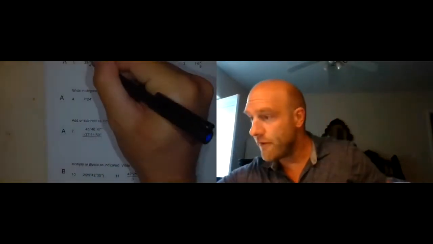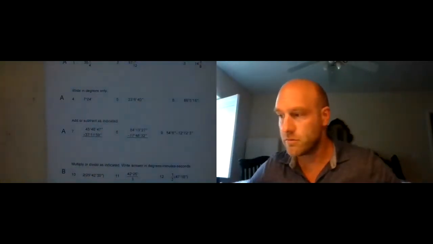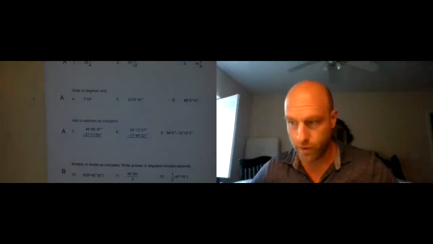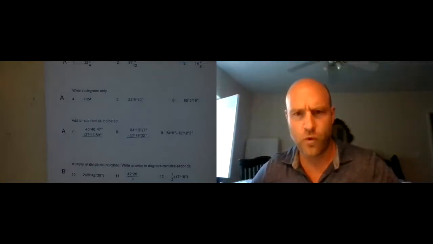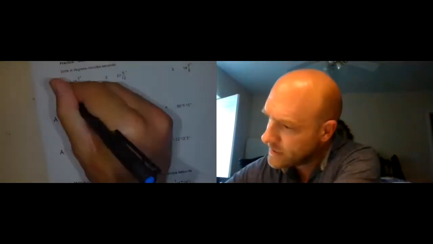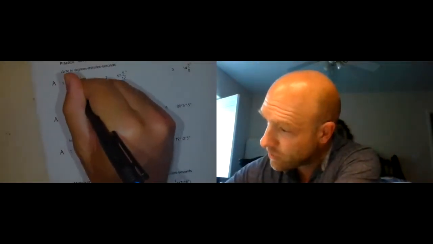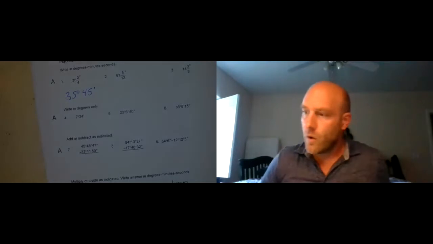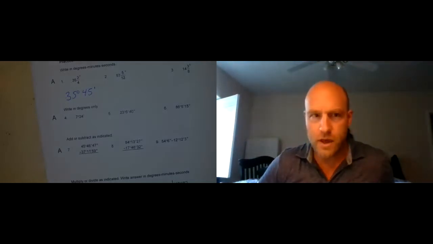So 3/4 of an hour has the same name as 3/4 of a degree. 3/4 of an hour is 45 minutes. This is 35 degrees and 45 minutes. Okay, there is, of course, another way of doing that.